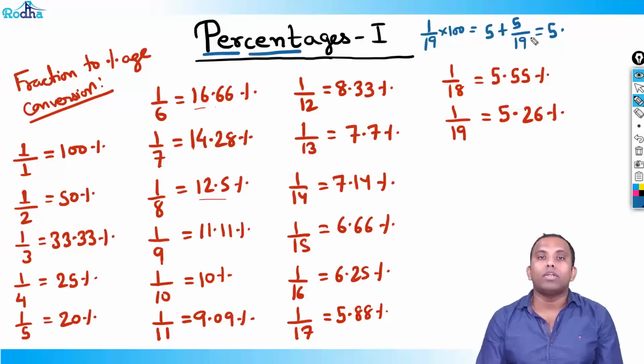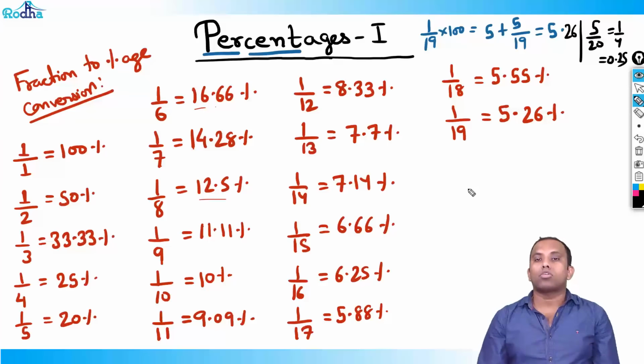What is 1 by 4? 0.25, right? So 5 by 20 is exactly 1 by 4, that is 0.25. But it is 5 by 19. So 5 by 19 is slightly more than 5 by 20, because the denominator is less, so the fraction is more. So 0.25 slightly more, so we write here 0.26, that's why. Okay. So what is 1 by 19? Around 5.26%. This kind of approximation you can make.